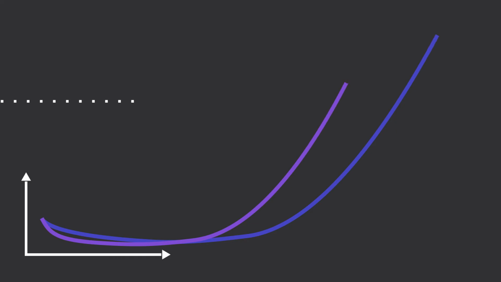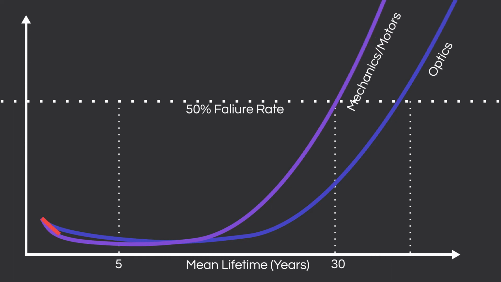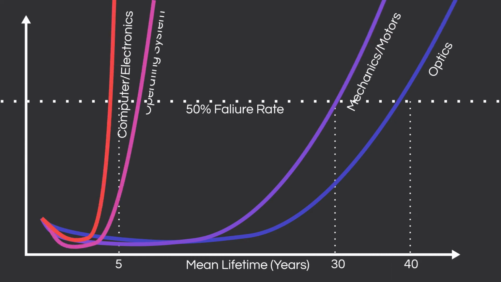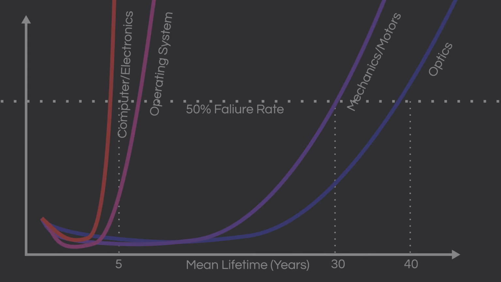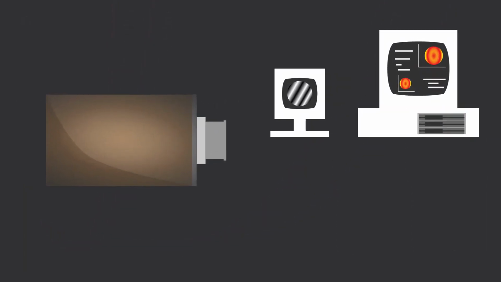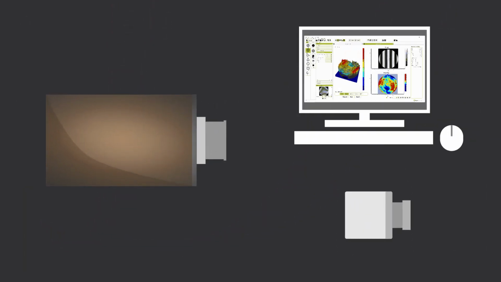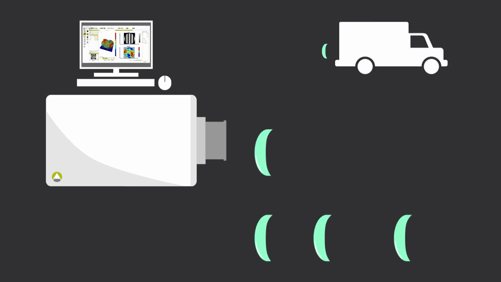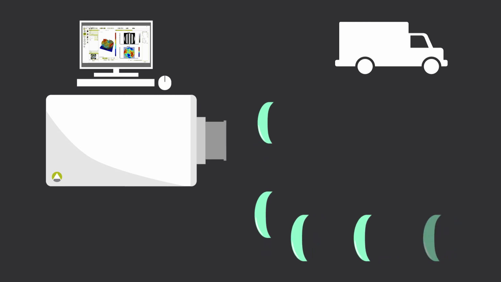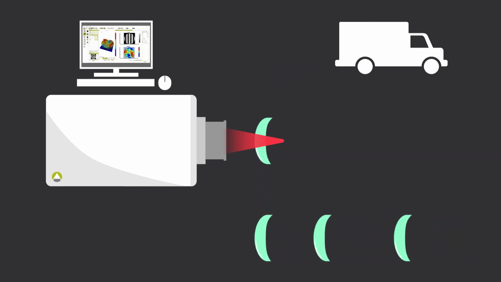The optics and mechanics nearly last forever. But the computer, electronics, cameras, and software have approximately 5-year half-lives. Therefore, to upgrade, you only need to replace these old, short-lived components with new state-of-the-art ones for better than new performance. So instead of buying a new system every 5 to 10 years, upgrading your interferometer will keep your production running smoothly without unplanned downtime and at only 1/3 the cost of buying new.